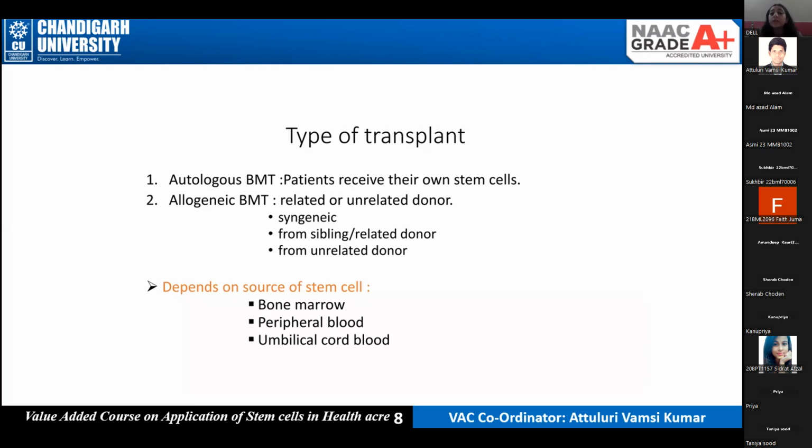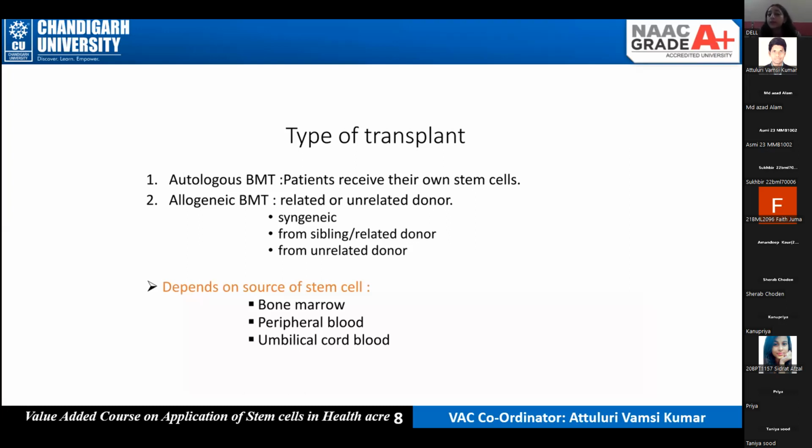Syngenic. In syngenic, we give stem cells from a twin brother or sister. In case we have a twin brother or sister, we go for the syngenic transplant. Or we can go for a sibling as a related donor, and take the stem cells from the sibling. From an unrelated donor also we can take stem cells, but we have to perform compatibility testing.